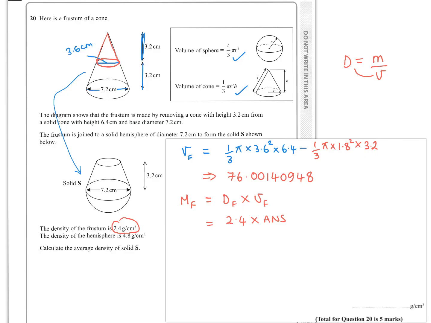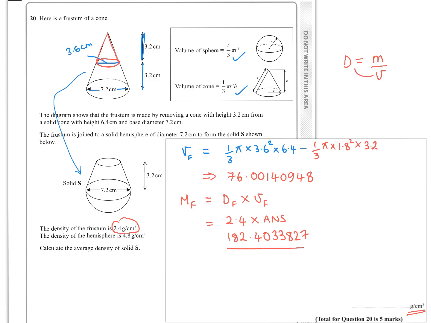So 76.00140948 times 2.4, which is 182.4033827, and that's going to be grams. I've left out the dimensions here. It doesn't really matter for now, as long as we've got our final answer in grams per centimetre cube. That's all we should be worried about right now. So I'm going to keep that there.